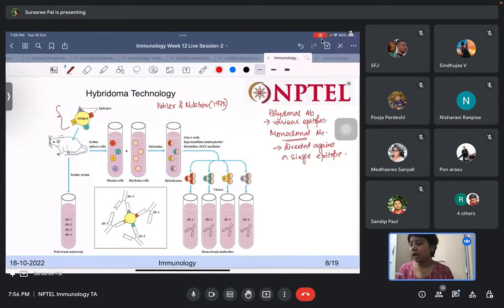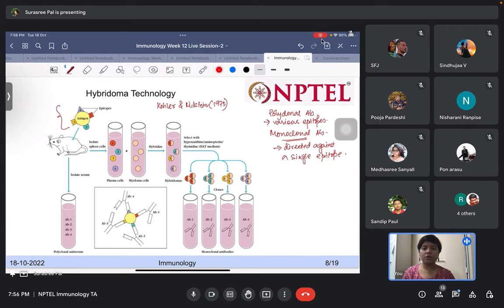Right. So now, what is the need for producing monoclonal antibodies? Monoclonal antibodies are now widely used for diagnostic purposes, for drug purposes. They are also fused with enzymes, which have varied uses nowadays.